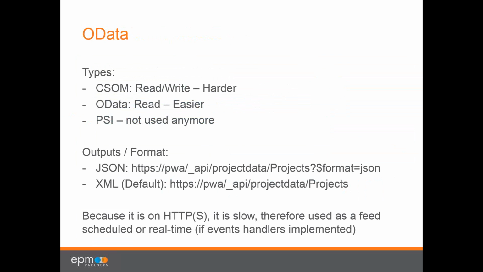Now the other one is OData. It's easier to deal with. It's easier to read and query, but it is only for reading. So you cannot write back to the Project Online database. You can only read data. So with the same example, a list of projects with start and finish dates, you can get that through OData, but you cannot write back to Project Online using the OData standard API. If you want to write back, you use CSOM.